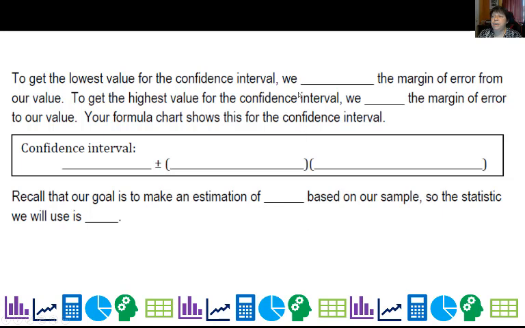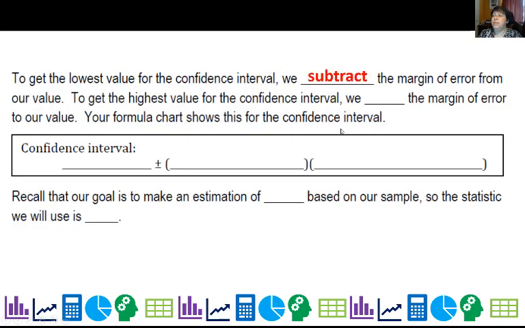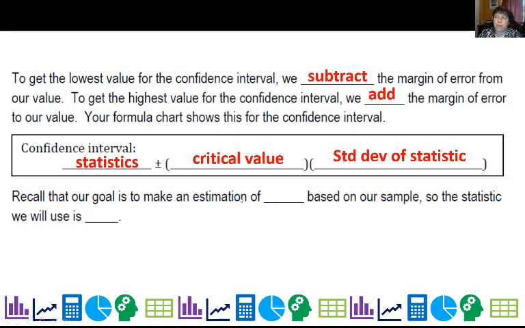So to get the lowest value of the confidence interval, if I go back to this picture up here, if I want to know this value right here, I'm going to get my mean from my sample, my point estimate, and subtract this margin of error. If I want to get the high value, I would add the margin of error. So you find that basically it's going to be your statistic or point estimate plus or minus your critical value times your standard deviation. Recall that our goal is to make an estimation of mu based on our sample. So we're actually going to be using X bar. X bar is for a sample, mu is for a population.